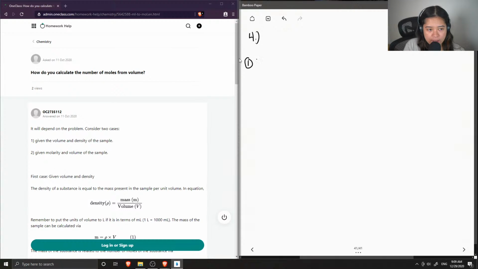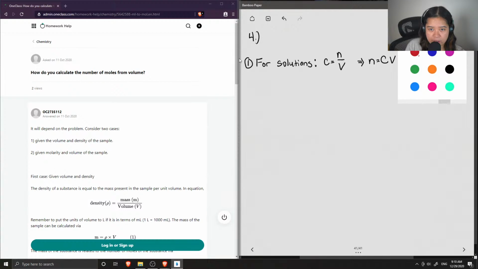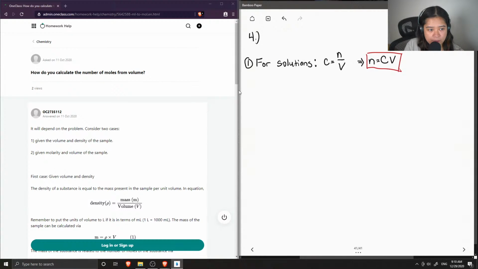So there's different scenarios. For solutions, if we are given concentration and we're also given volume, then we can calculate the number of moles. So concentration is equal to number of moles over volume. So we can rearrange this equation and solve for number of moles by multiplying concentration times volume. So that's one of the simpler scenarios.